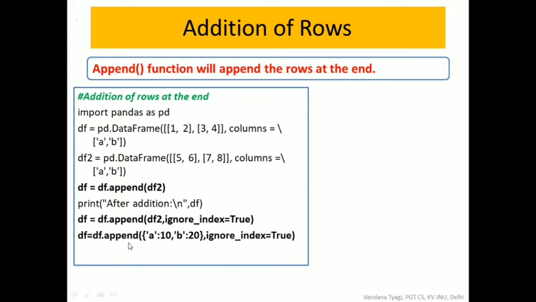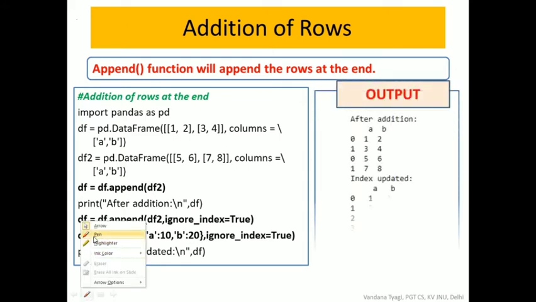Now there is a third method to use this append function again. For column A we are storing 10, for column B we are storing 20, and again ignore_index is equal to True. Then printing this updated data frame, let's see what happens here.